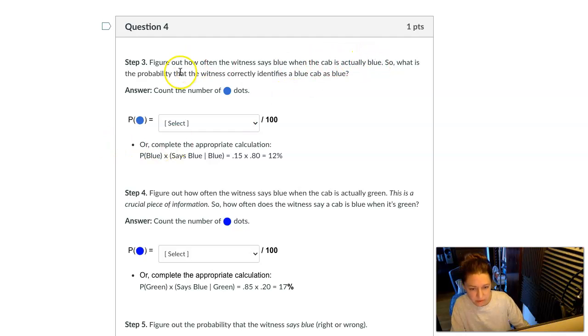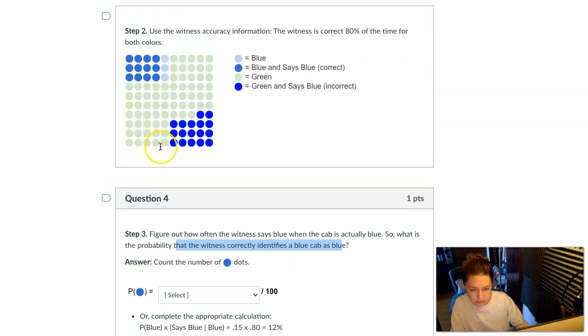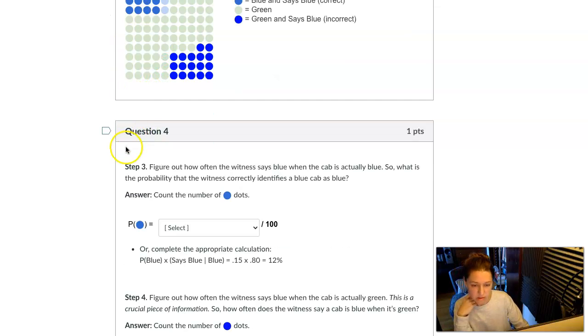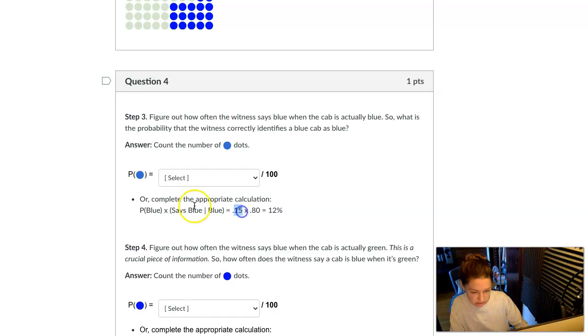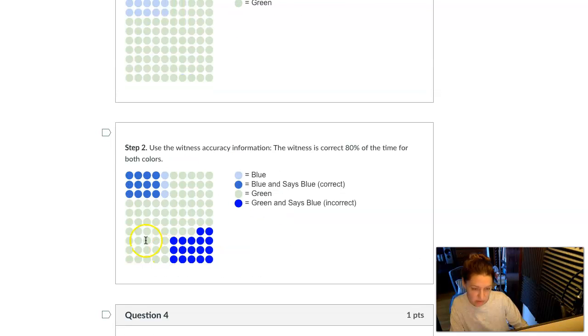What is the probability that the witness correctly identifies a blue cab as blue? Well, that requires first that we're in the actually blue cabs, and then that we're in the correct identifying range as well. So out of these 100 possible things the witness could have actually seen, there's a 15% chance what they saw was blue, and of that there is an 80% chance that they got it right. So we multiply the odds that it is a blue cab and the probability that the witness says it's blue given that it's actually blue, and we get 12%, or 12 dots.